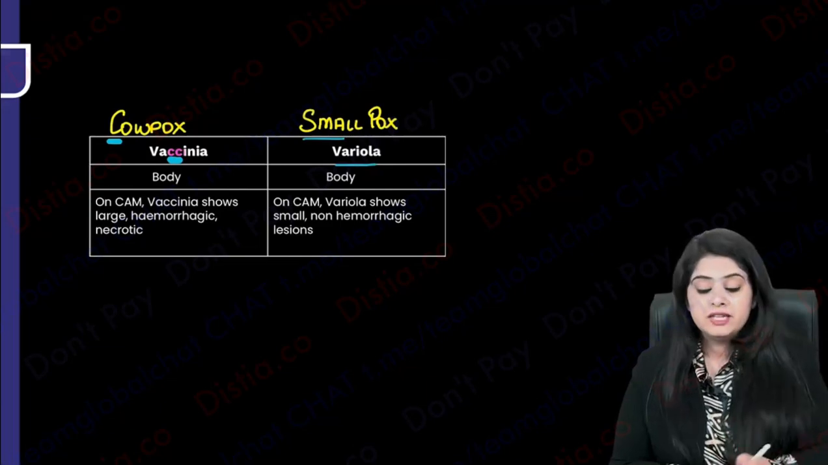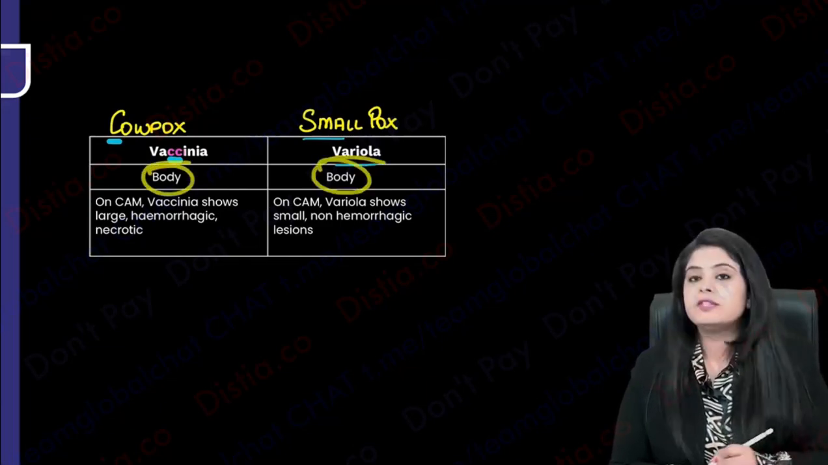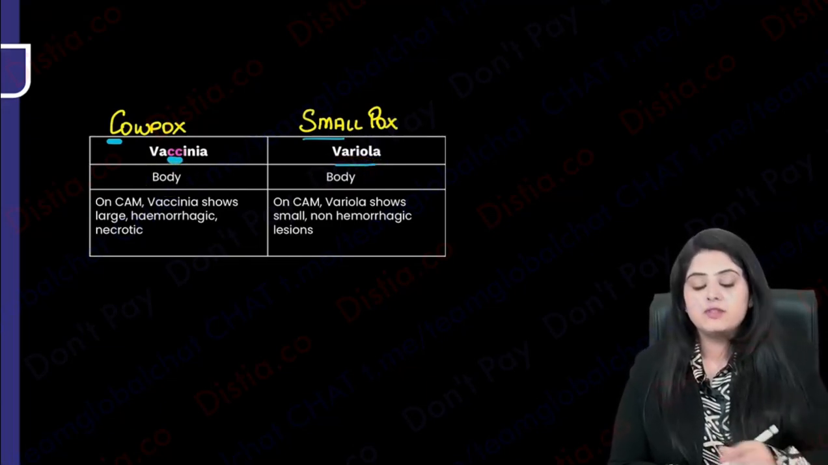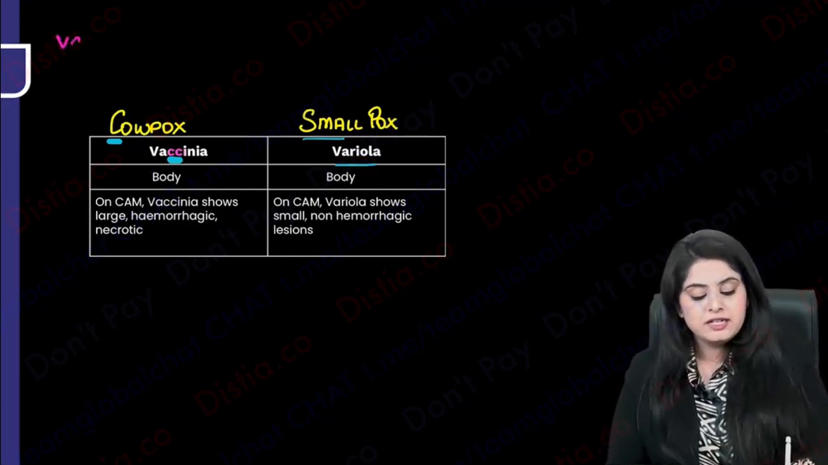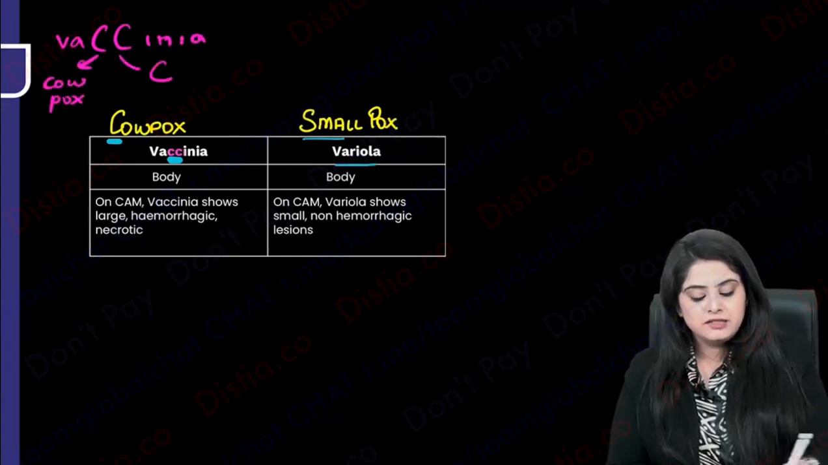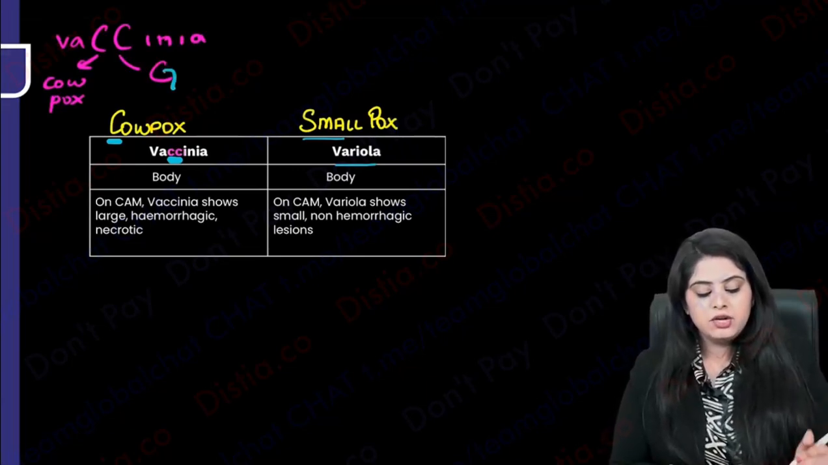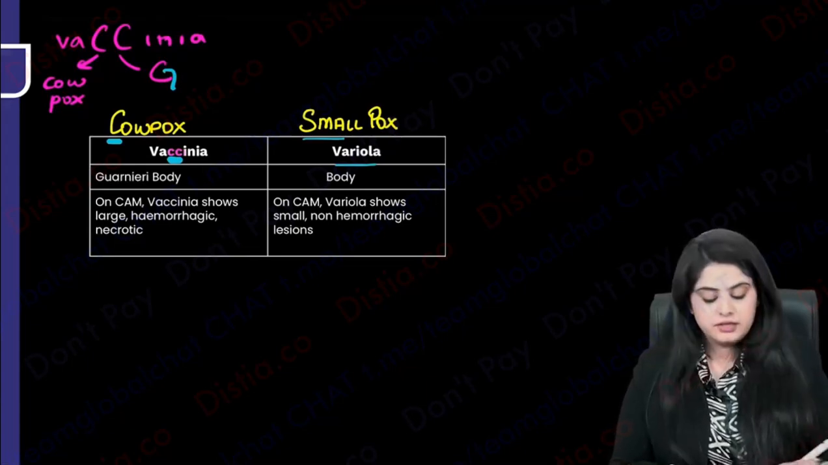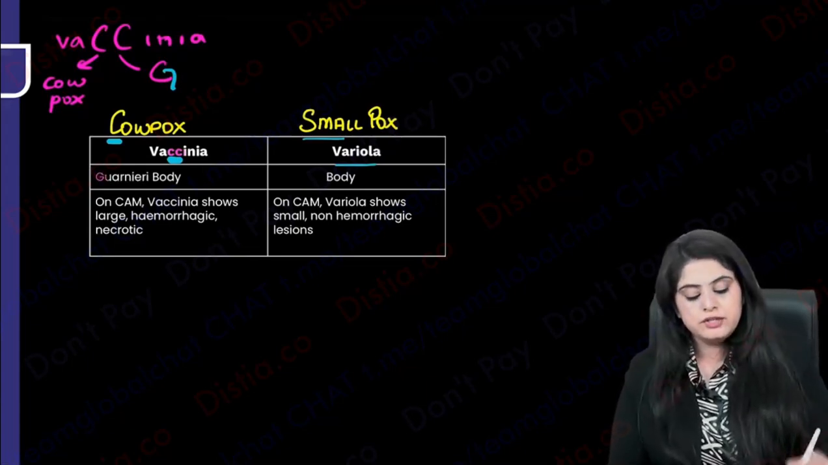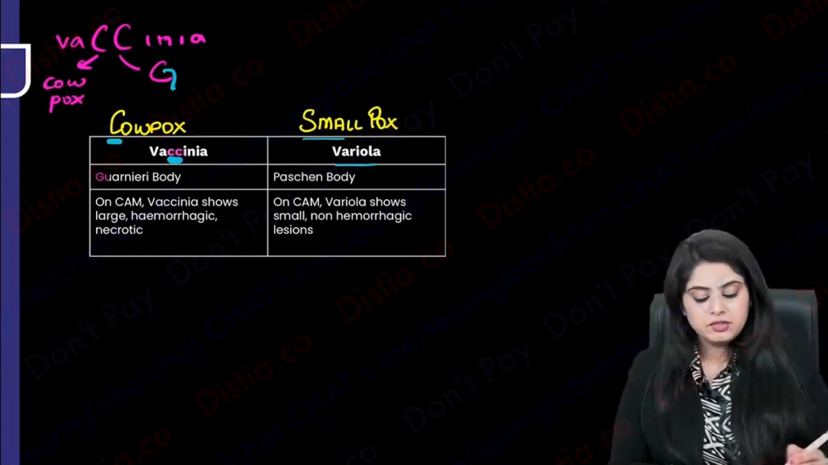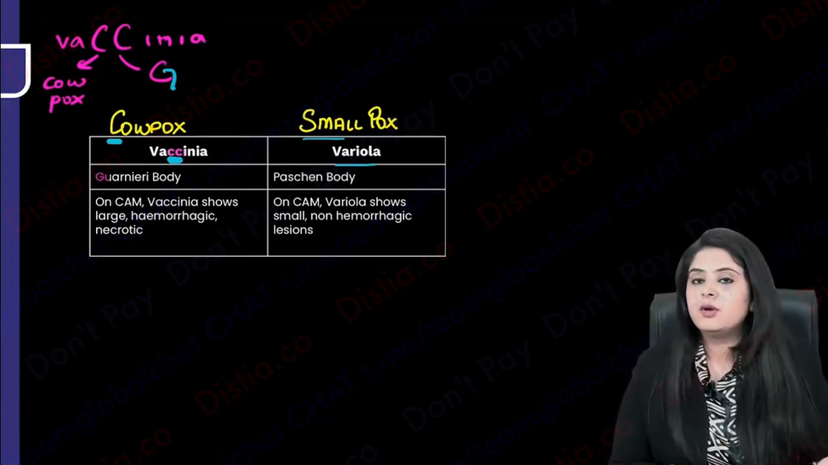What am I telling you? There were some bodies which I told you in the first chapter. One of them had Paschen, one of them had Guarnieri. So we had studied the way you write vaccinia. So ek C se to pata lag gaya that it is a cowpox. Other C, I'm going to change it into a G because what you see is the Guarnieri bodies. What you see over here are the G for Guarnieri bodies. Whereas where do you see the Paschen bodies? Paschen bodies are seen in smallpox.